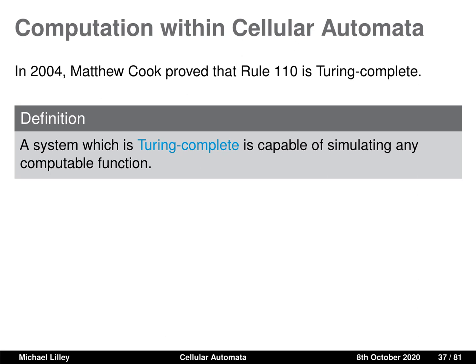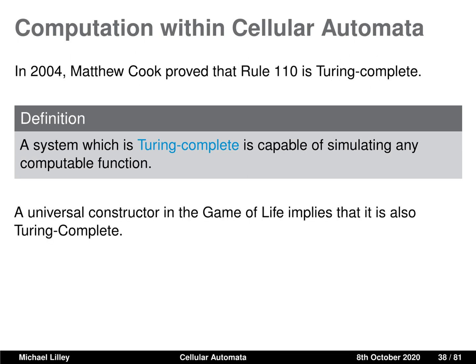For a definition, we call a system Turing complete if it's capable of simulating any computable function. Almost everything we can think of in mathematics is considered computable. In layman's terms, if we can prove that there exists an algorithm to perform some task representable as a function, then our task is considered a computable function. As one may conjecture, the existence of a universal constructor within a system implies that the system is Turing complete.